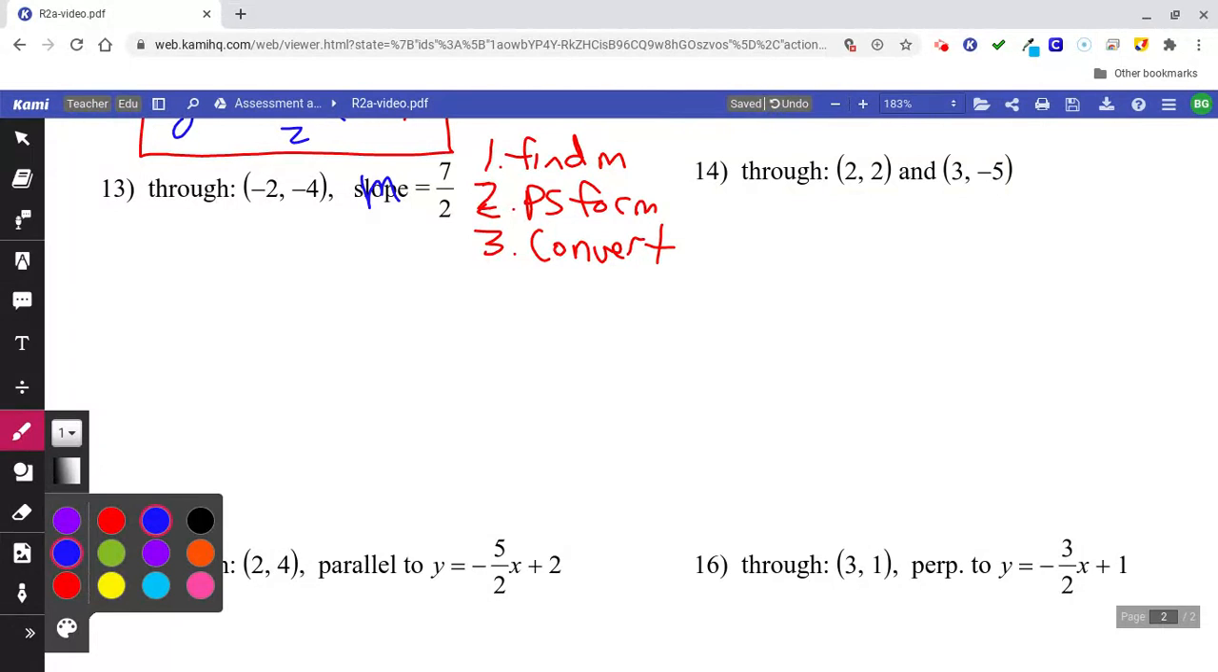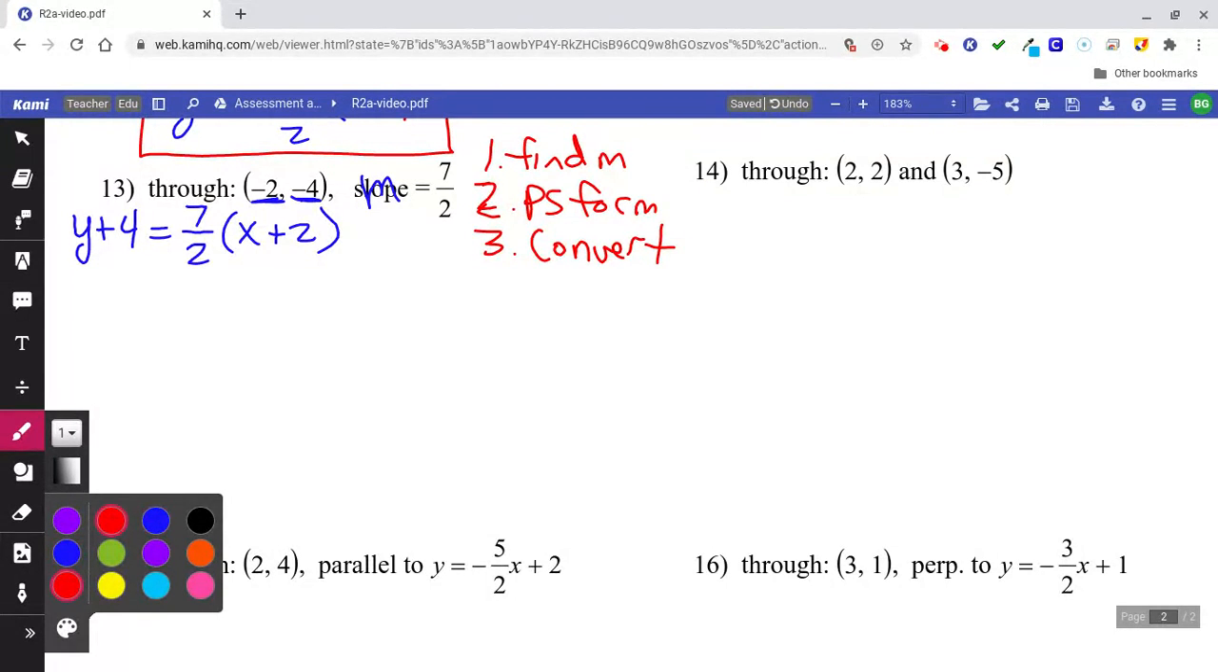Step 2, use point slope form. So point slope form, remember, is y minus the y number. So minus -4 is going to be plus 4. m is the slope, 7/2. And then we have x minus this x number, minus -2 is going to be plus 2. Right there. That's step 2. That's point slope form. Step 3 is convert.